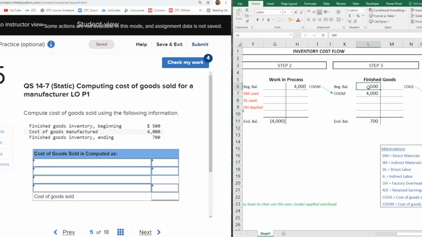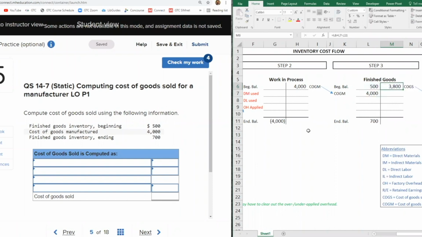We had this much in bikes. We added this much more to it. But for some reason, at the end of the month, we only had $700 worth of bikes. So what must we have done? Sold a lot of bikes. So that's basically going to be that plus that, right? But minus this, because we didn't sell those, right?